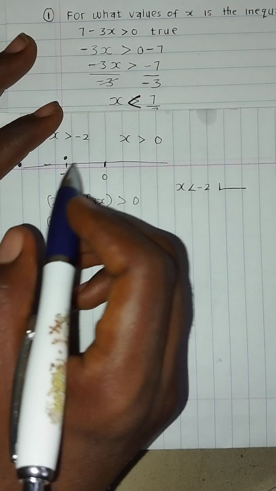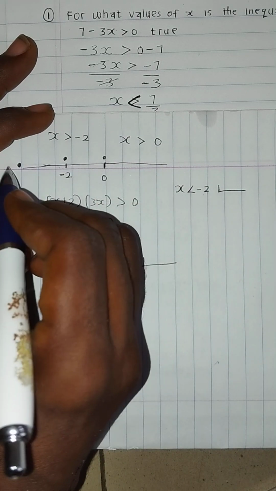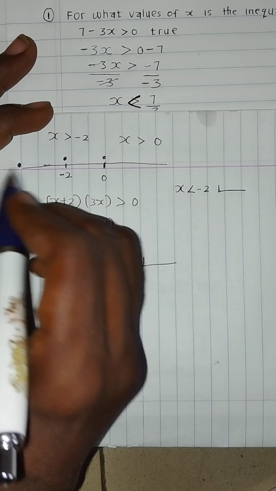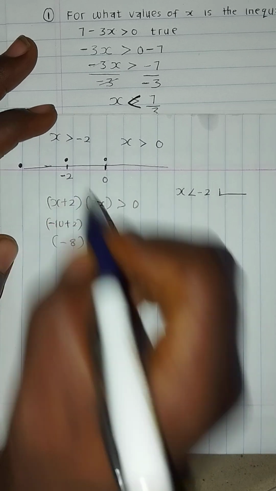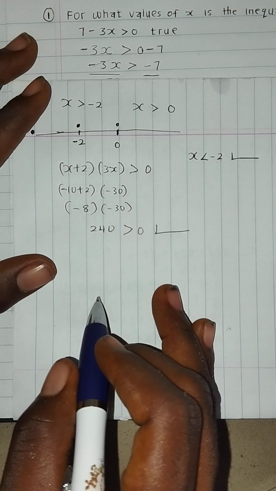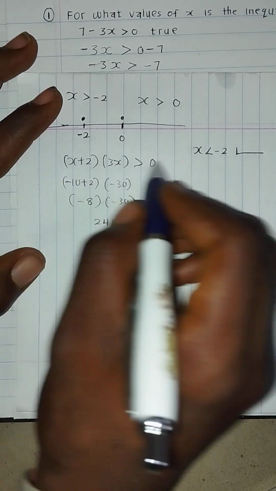Okay, let's check from minus 2 to 0 now. In between, we have tested from this place to where minus 2 is. So we are going to go from minus 2 to 0 now. Pick any number between minus 2 and 0, like minus 1. Minus 1 is between. Let's put it into our quadratic inequality.